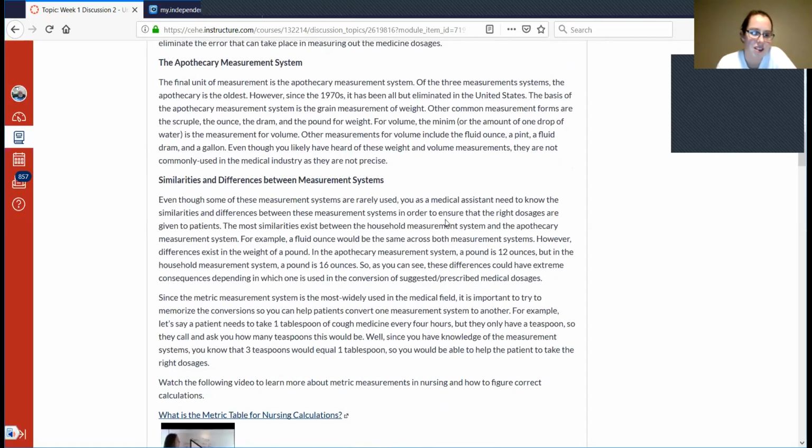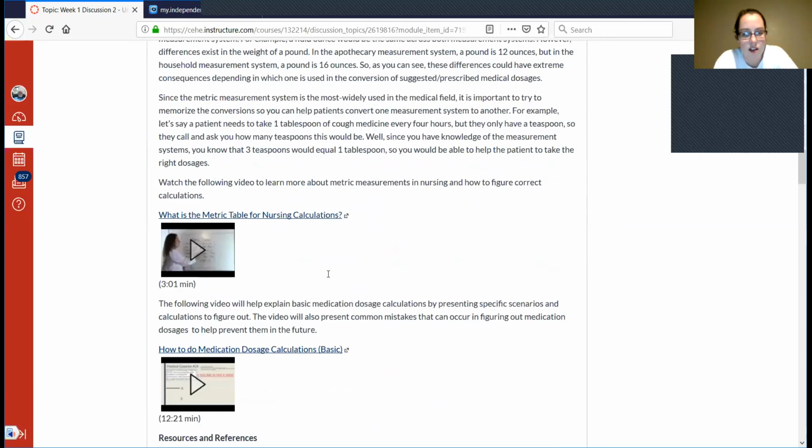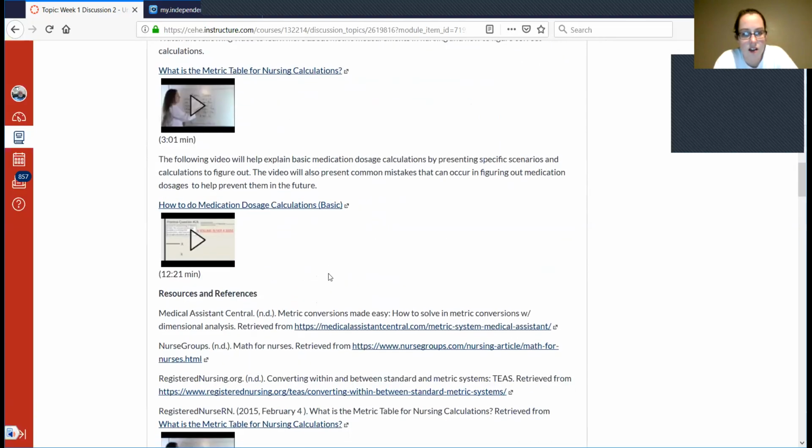So you really need to understand this. You need to be aware that there are these similarities and differences, and you can read those. There are some videos here that I think are sort of useful. I think I can find a better metric table elsewhere. This one is sort of out of place because we really don't get into actual dosage calculations until next week. But it's a good review.